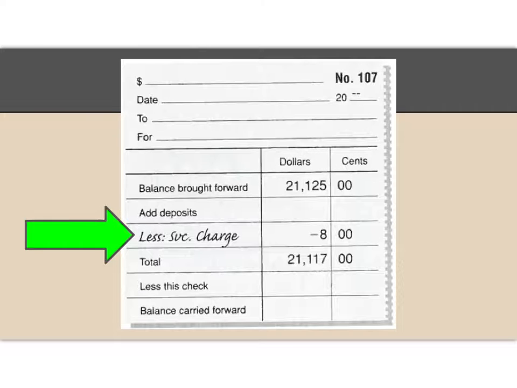The balance that Maria has brought forward onto check 107, which she believed a moment ago that she had in her checking account, $21,125, we're going to take that down by $8. And so now the adjusted bank balance is $21,100. The adjusted checkbook balance is $21,117. That's the number we are trying to hit with the rest of our work. This number is our target, $21,117.